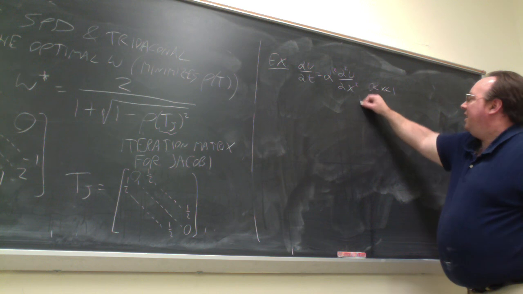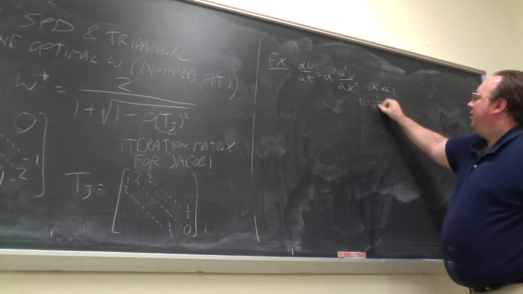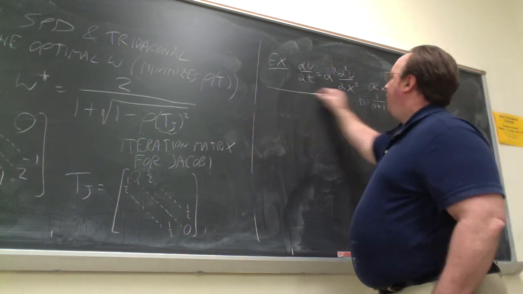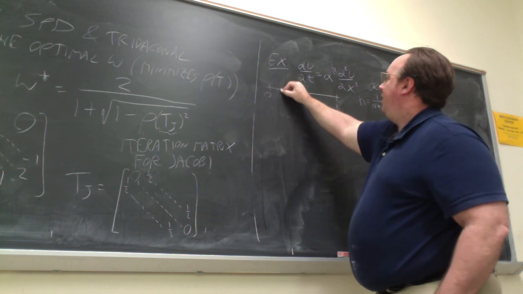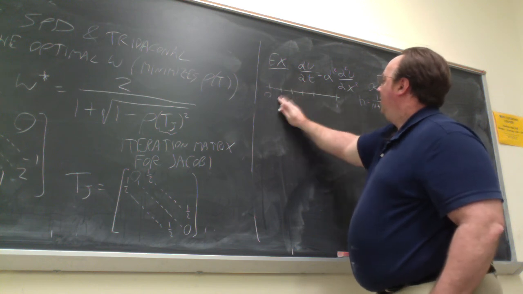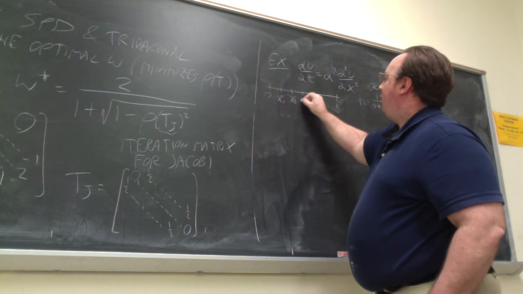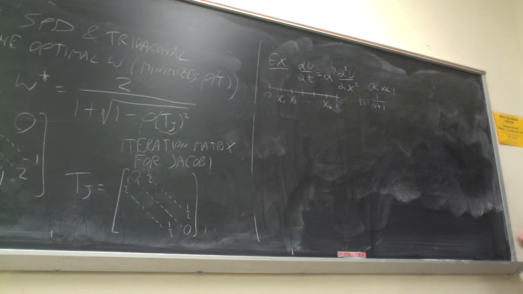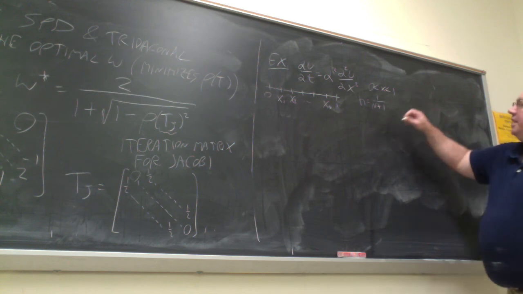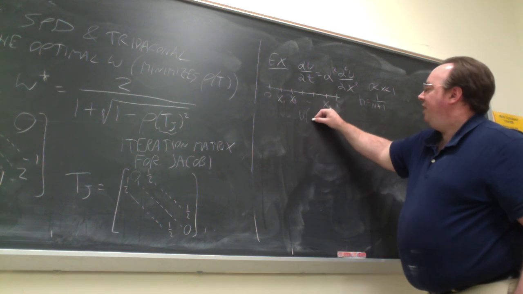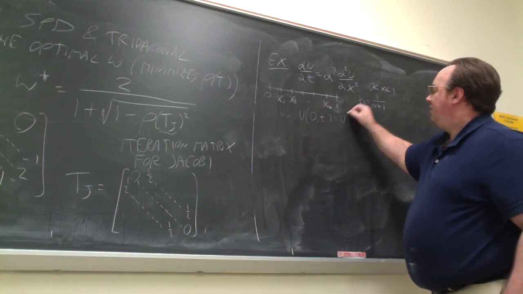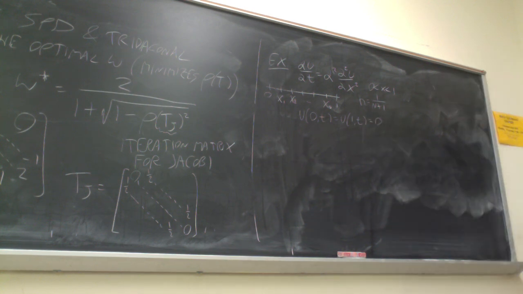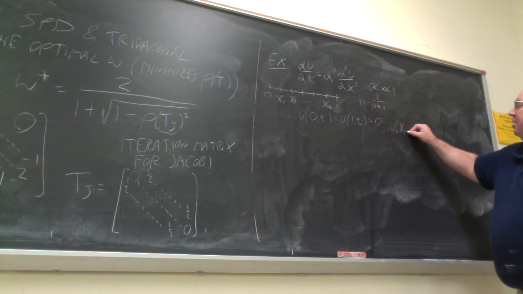And I'll let h equal 1 over n plus 1, where n is the number of interior grid points. So we're solving this problem on the interval 0 to 1. So I have equally spaced grid points from x1 up to xn that are interior to the interval 0 to 1. And then I impose boundary conditions at x equals 0 and x equals 1. I'll assume that the solution is equal to 0. And then we have some initial condition.